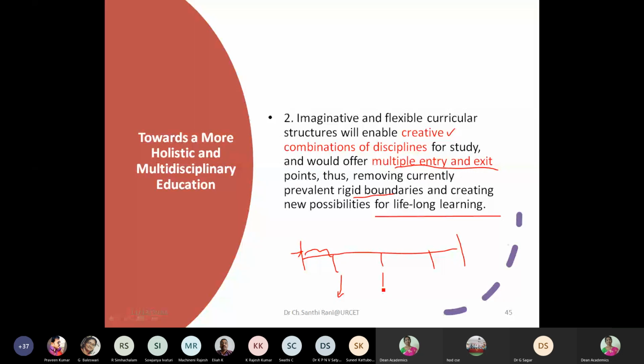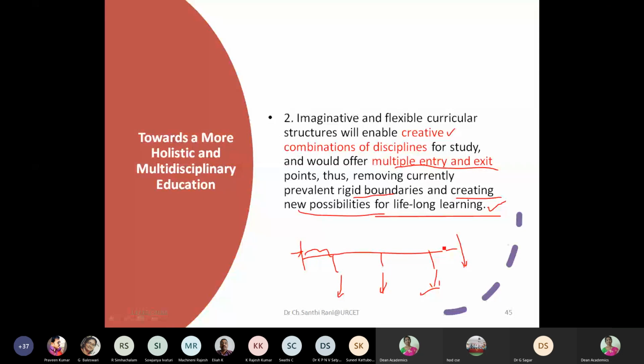After 2 years we can give a diploma certificate. After 3 years we can give another certificate. After 4 years you can give an undergraduate degree. So like that, a student can enter an institution at any point of time and leave at any point of time, and again he can enter, and like that we are going to create new possibilities for lifelong learning, right? So don't think that students are going to study BTech throughout their life.